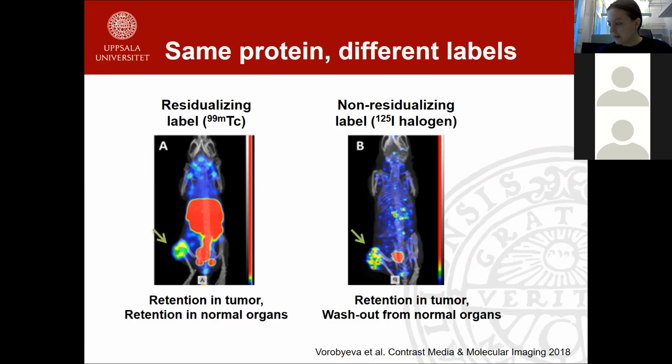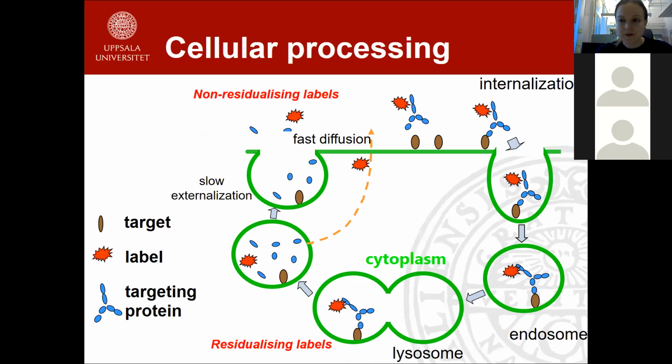So I just want to ask you if you think this concept was complicated and if you understood something. I have a question. Yeah. On the previous slide before this one. Yeah. So if I understood it correctly, both fast diffusion and slow externalization will give us signals.